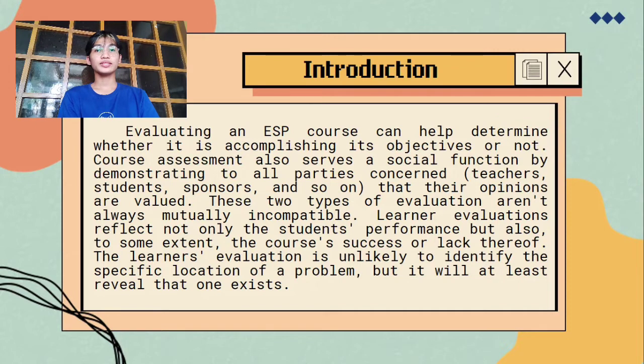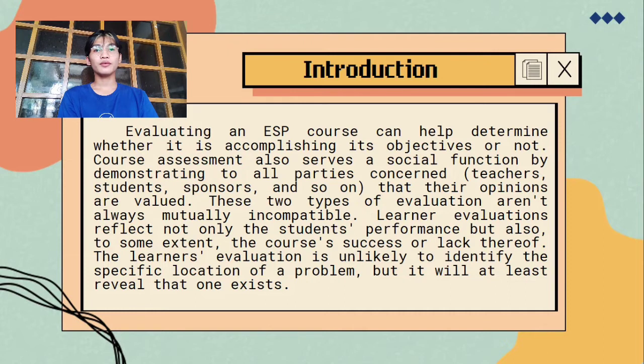Evaluating an ESP course can help determine whether it is accomplishing its objective or not. The reason why an ESP course should be evaluated is because it helps to identify if the set objectives were able to be attained or not. If objectives were attained, there can be a measurable outcome of whether the course is effective or not. Course assessment also serves a social function by demonstrating to all parties concerned, the teachers, students, sponsors, and so on, that their opinions are valued.